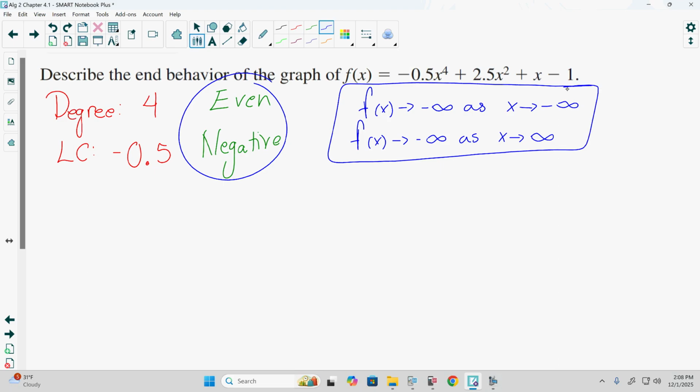So really what that's telling me is that the y values are going to decrease. They're going to go down. No matter, it might take a while going to the left or right, but eventually both sides of the function are going to go down. They're going to decrease. Questions on this here?